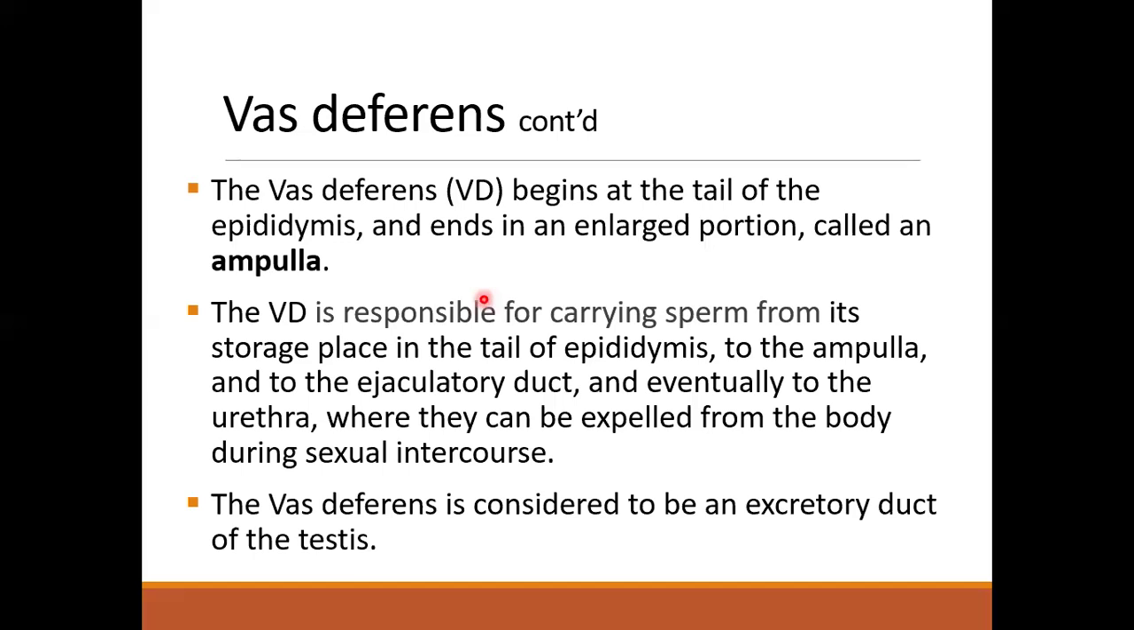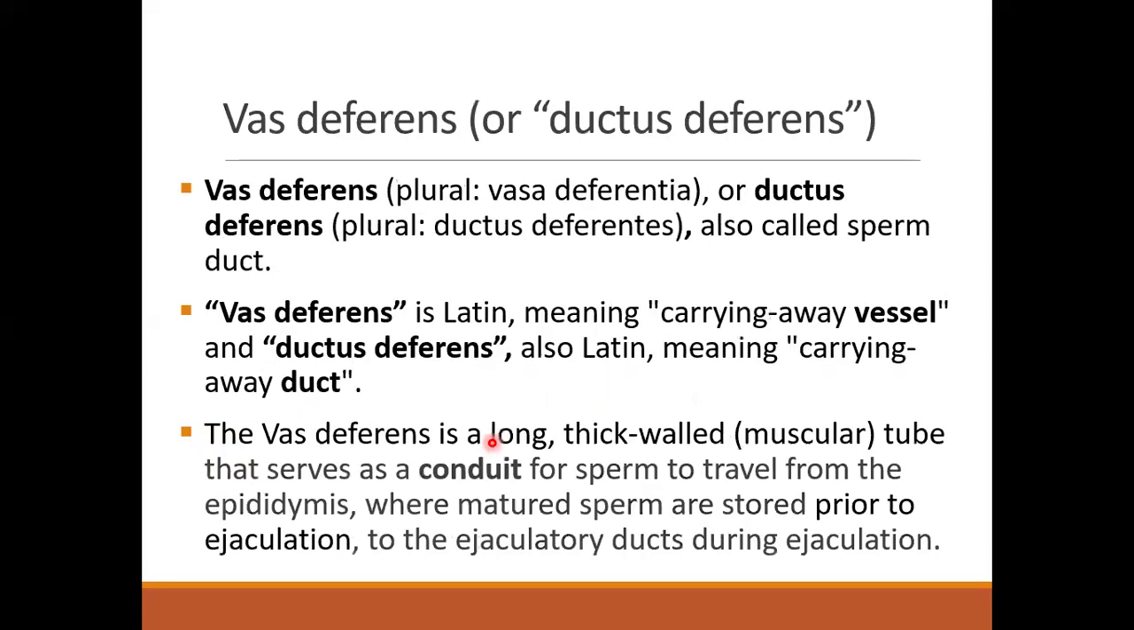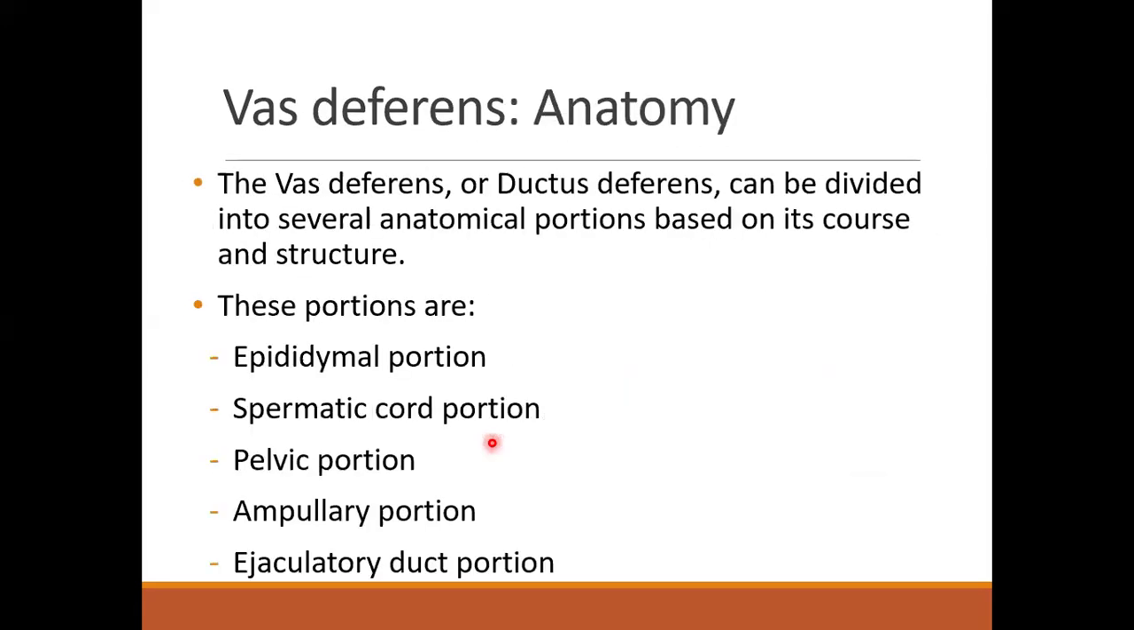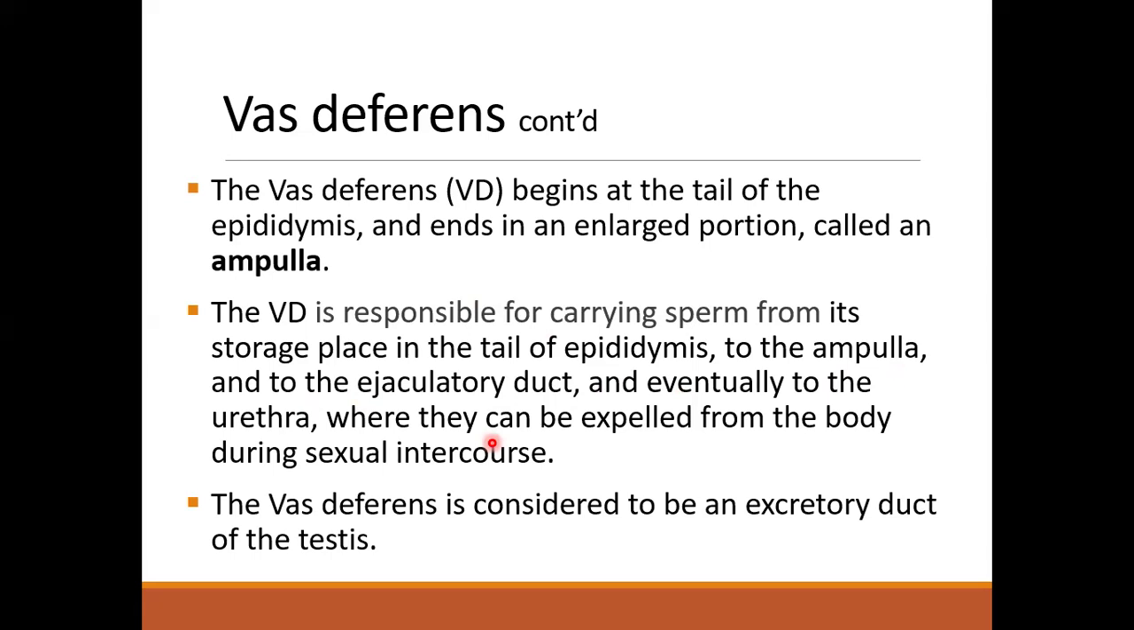Okay. The vas deferens is responsible for carrying sperm from its storage place in the tail of the epididymis to the ampulla and to the ejaculatory duct and eventually to the urethra. So as we move along, let me see if you can get back to the initial pictures of the male reproductive system. I don't have it on this slide. Otherwise, you would see that from the ampulla, you are going to see the vas deferens. Okay, so the vas deferens has now enlarged to become the ampulla. And then you are going to see the seminal vesicle, which is also coming in.